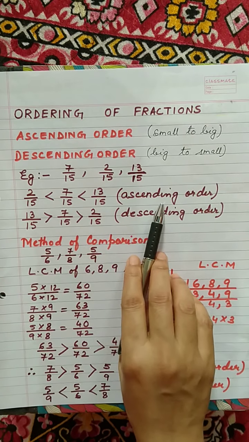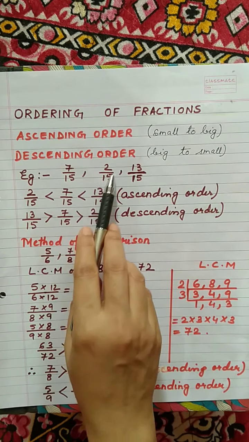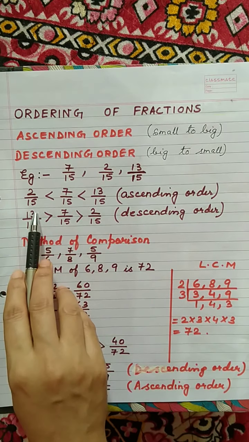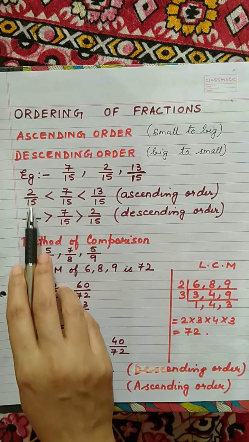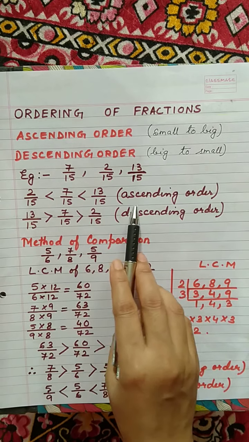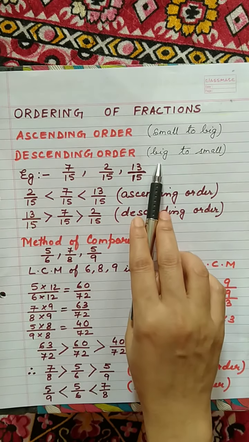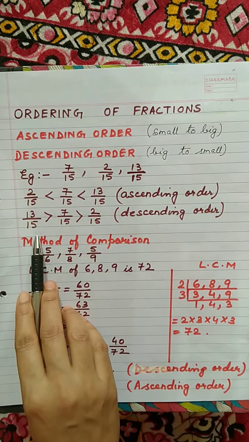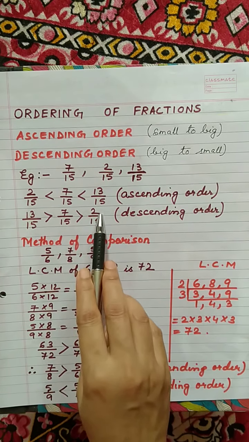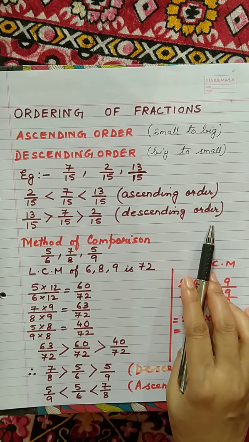To order them in ascending order, we have to first find the smallest one. The smallest one is 2 by 15. So 2 by 15, 7 by 15, 13 by 15. That is your ascending order. We have to reverse it. That is from big to small. 13 by 15, 7 by 15, 2 by 15. That is the descending order of the set.